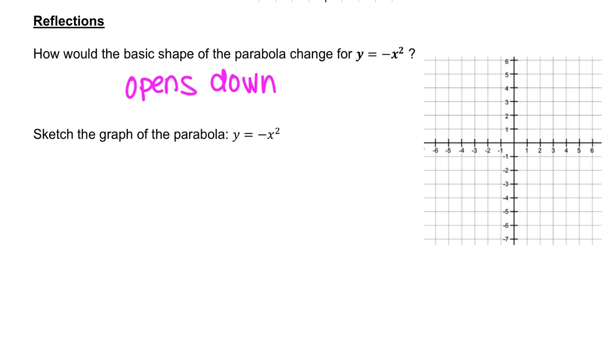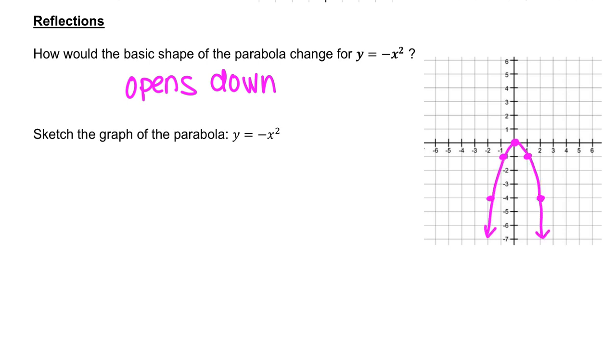So what that looks like on my graph is instead of it opening up, it opens down. We use the same points, we just go down with them. So we start at 0, 0, and then instead of going up and over, we're going to go down and over 1, and down 3 over 1. Like this.